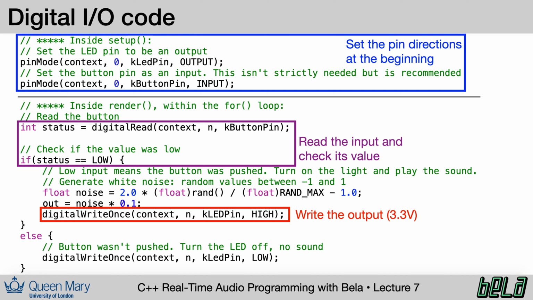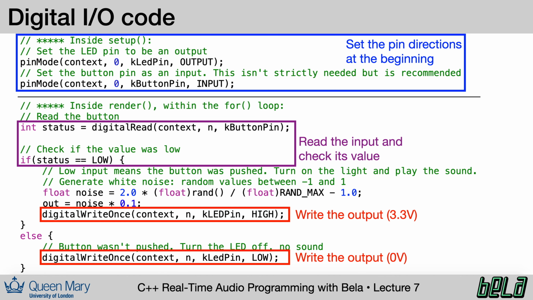After we've checked the state of the button, we can write the digital output to be either high or low to turn the LED on or off, respectively. Notice here that we're using the digitalWriteOnce function instead of digitalWrite, because we intend to call it every single frame, therefore it's slightly more efficient to use digitalWriteOnce. However, it would work to use just digitalWrite in this context.